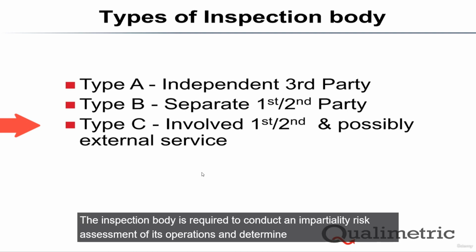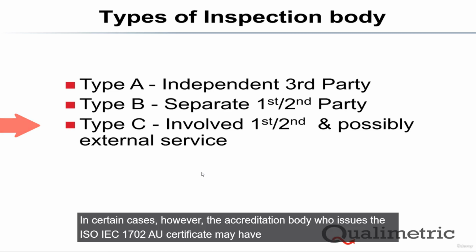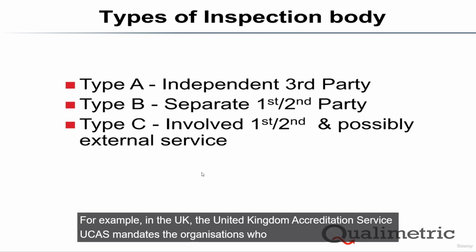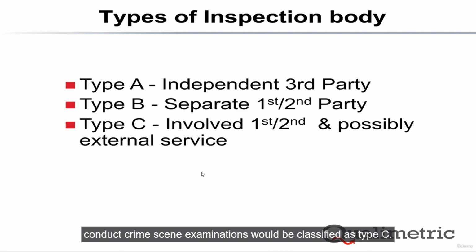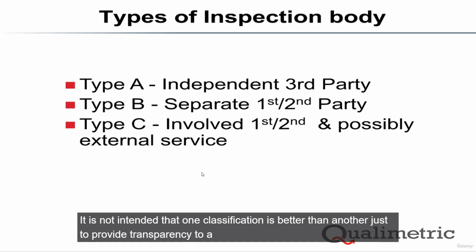The inspection body is required to conduct an impartiality risk assessment of its operations and determine which type best fits the organisation. In certain cases, however, the accreditation body who issues the ISO IEC 17020 certificate may have its own requirements which override this. For example, in the UK, the United Kingdom Accreditation Service, UKAS, mandates that organisations who conduct crime scene examinations would be classified as Type C. It is not intended that one classification is better than another, just to provide transparency to a potential customer as to the manner of operation and independence of the inspection body.